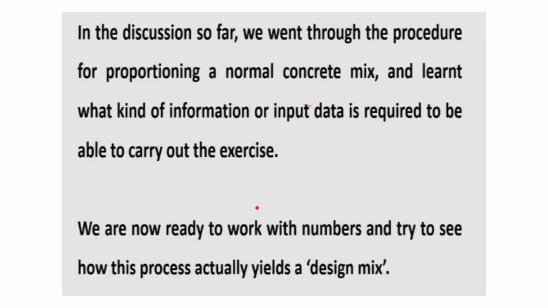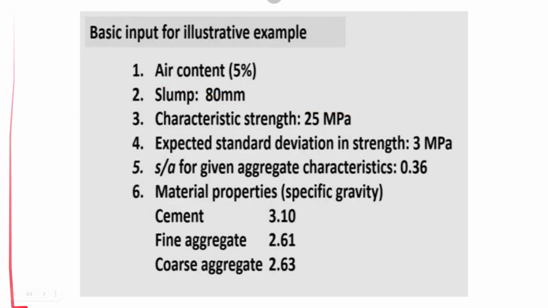In the discussion so far we went through the procedure for proportioning a normal concrete mix, and learned what kind of input data is required to carry out the exercise. Now we are ready to work with some live practical examples and see how the process actually works in a mix design. Let us take this example: we need a concrete mix with air content 5%, slump 80 mm, characteristic strength 25 megapascal, standard deviation 3 megapascal, S by A value 0.36 or 36% by volume, and these are the specific gravities.